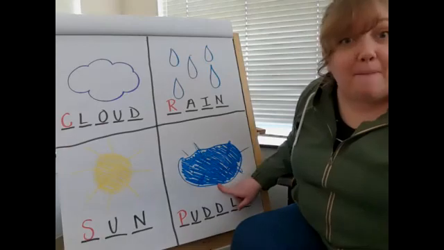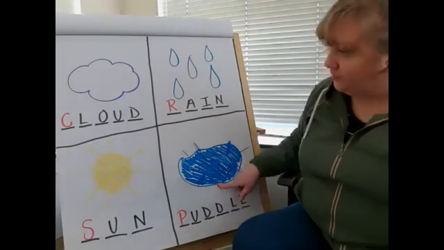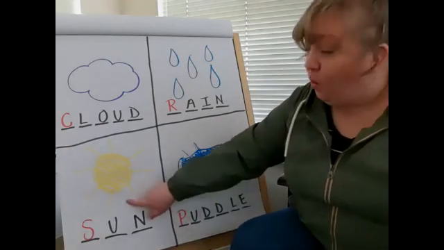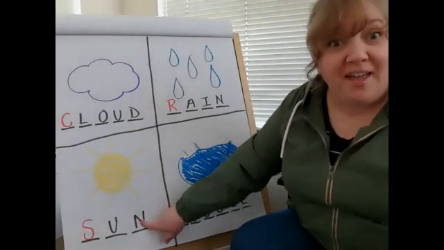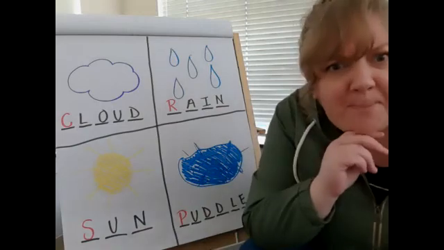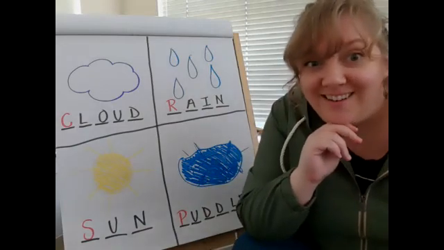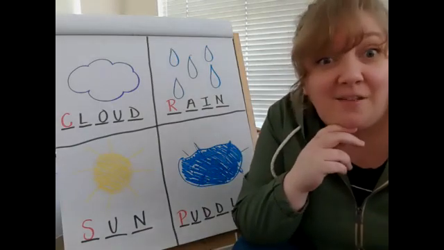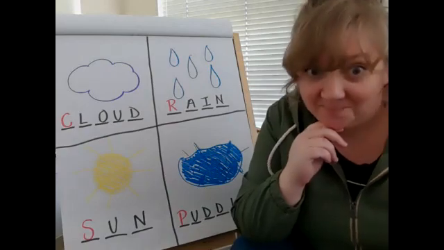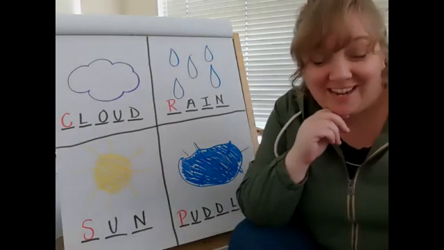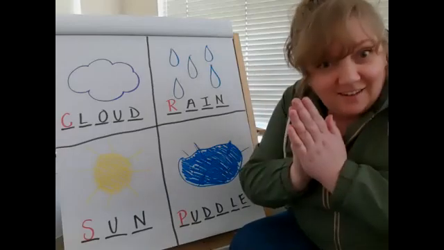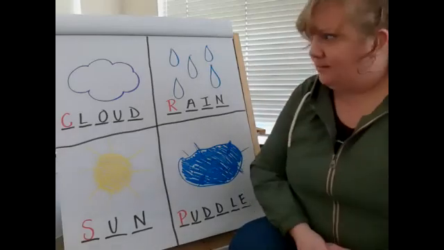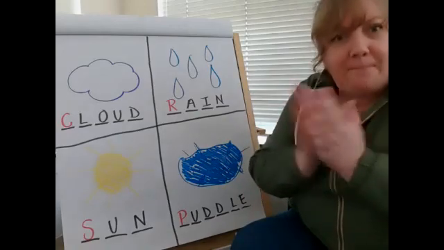Then it makes a big puddle. And then the warm sun dries it up. And there's a big science word for that. And it's called evaporate. That's a big one. Should we try it again? Evaporate. 4 claps. Evaporate.